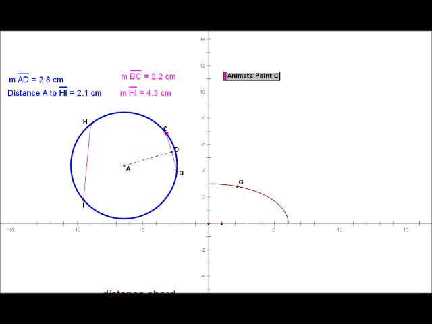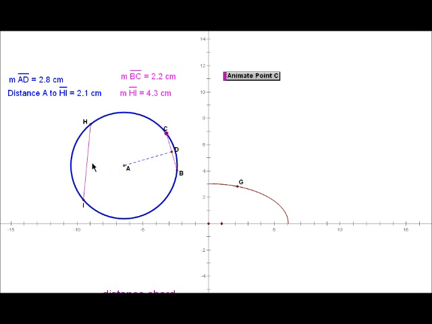And we have some different measurements recorded. The two chords, these are purple in the diagram, so their measurements are also purple. We have the length of BC and HI listed for you. So BC right now has a length of 2.2 centimeters. HI has a length of 4.3 centimeters. We also have that this segment here, AD, has a length of 2.8, and the distance from point A to chord HI is 2.1 centimeters.